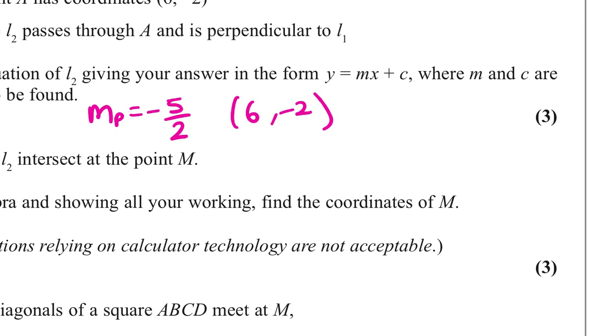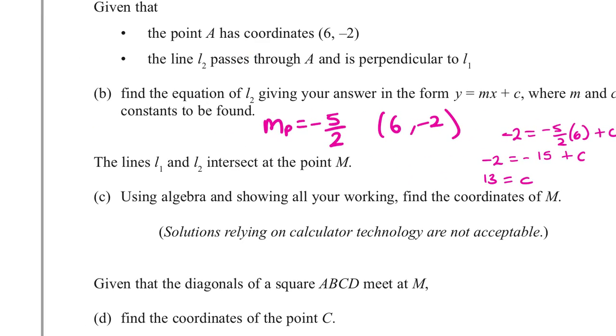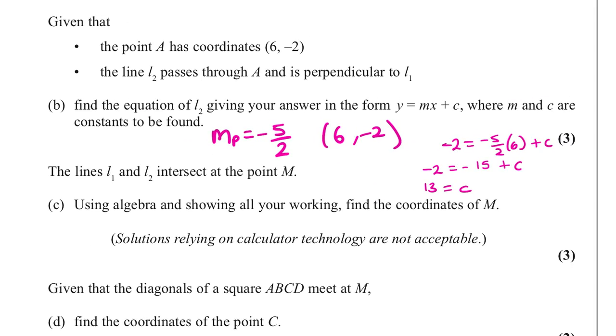Yes. Okay, so y equals mx plus c. So minus 2 equals minus 15 plus c. So c equals 13. So that means y equals minus 5 over 2x plus 13. Is that right?